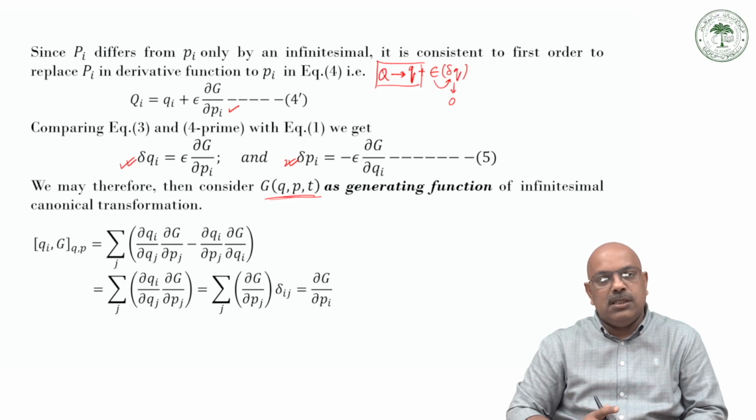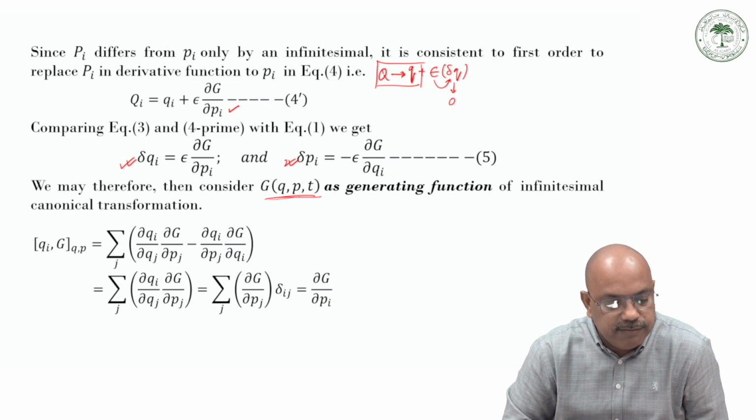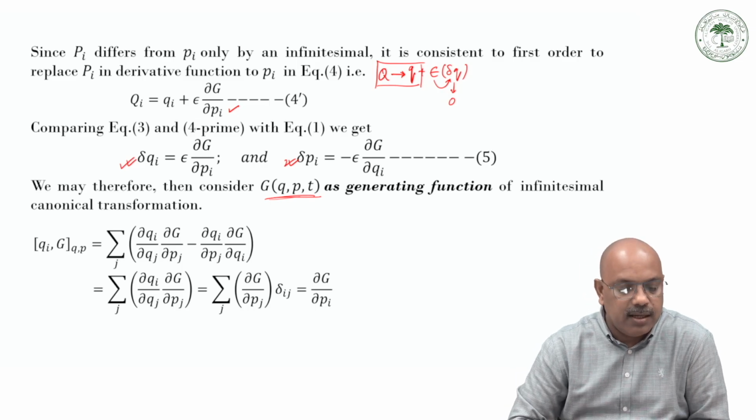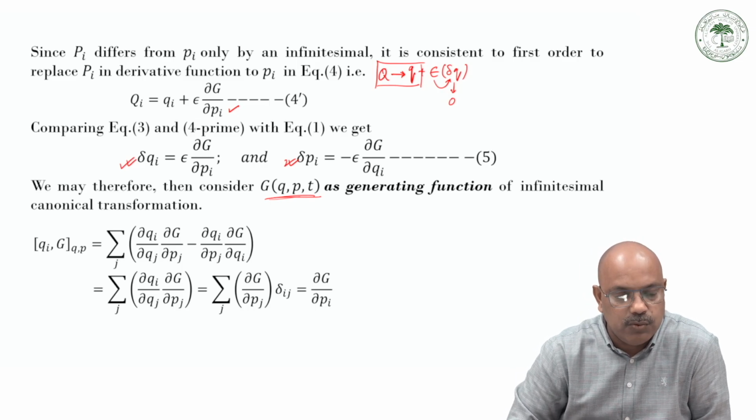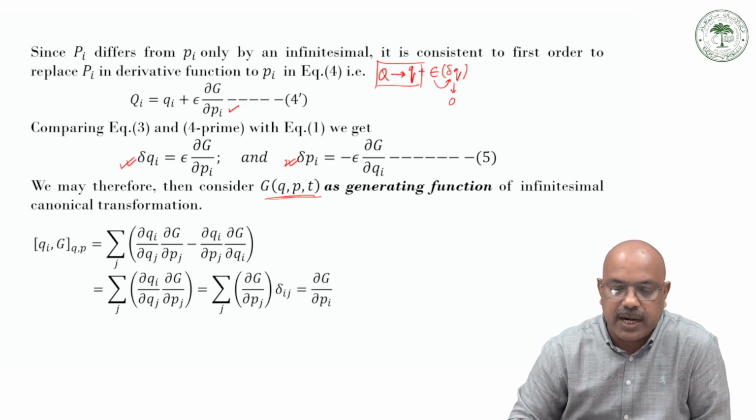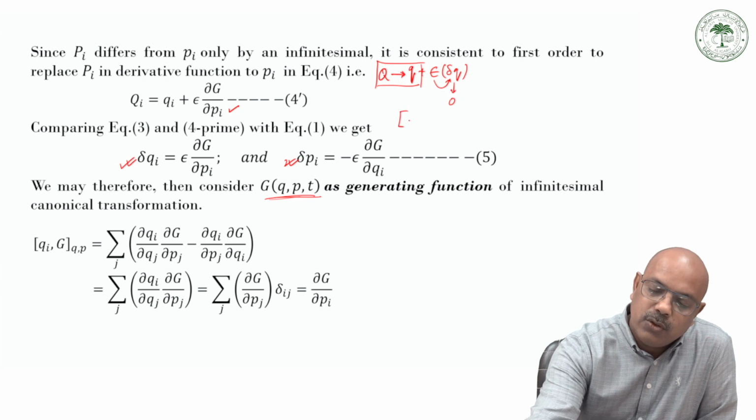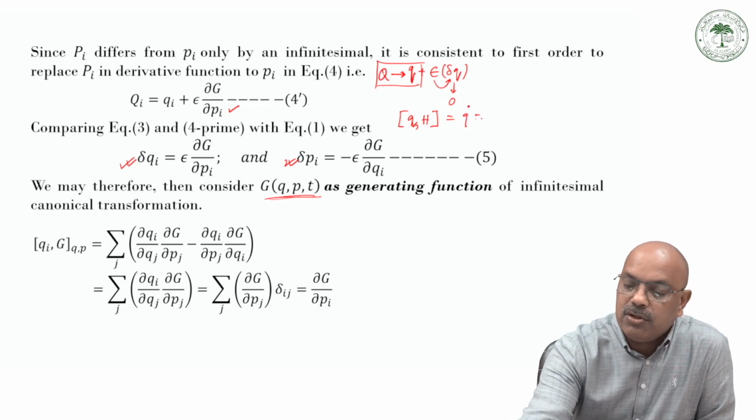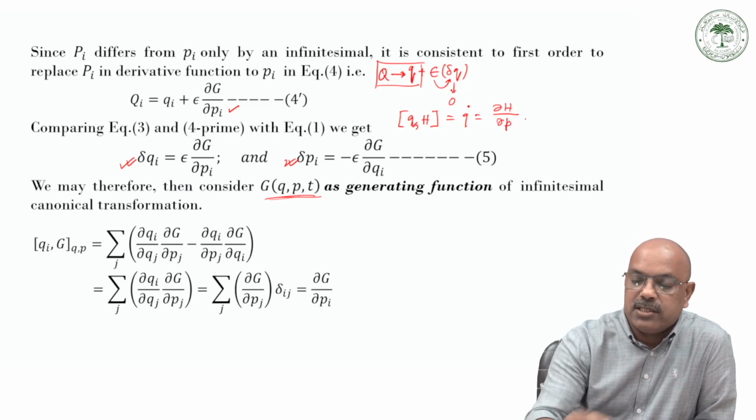So this G, which is the generating function of the infinitesimal canonical transformation, is my generating function. Now if I take the Poisson bracket of q with respect to this transformation G, you see that when I take the Poisson bracket of q with H, what I get is q dot, that is, the canonical equation, delta H upon delta p. If you remember, this is the Poisson bracket.